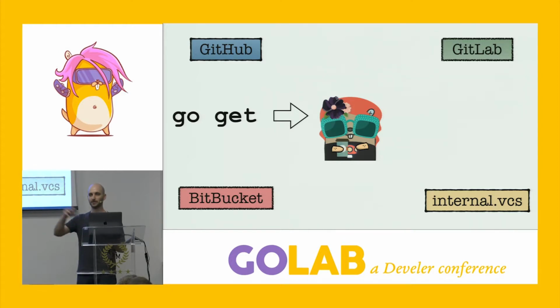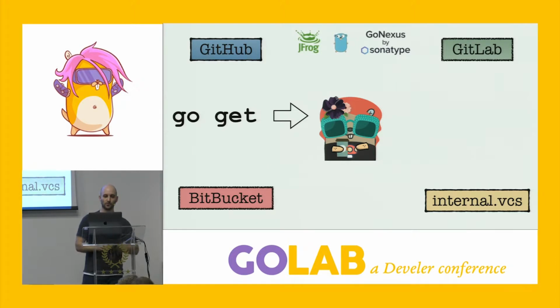So it's immediately swappable with any of the other module proxies out there. And as we'll see, you can also combine it with the other module proxies out there. So you point go get at Athens. And Athens can not only talk to version control systems, but it can also talk up to some of the existing hosted module proxies out there.